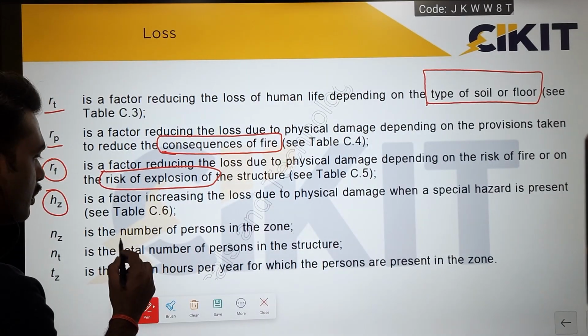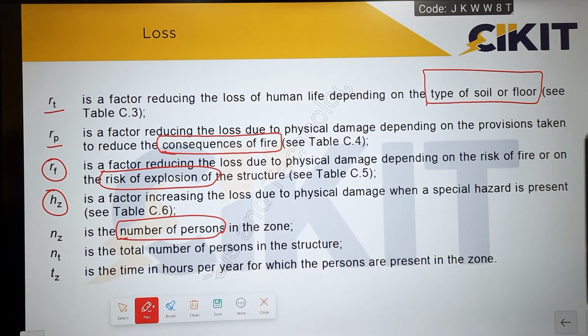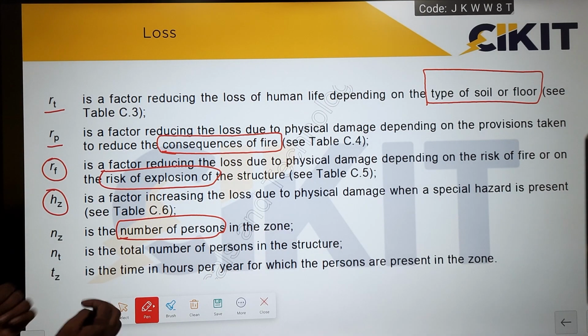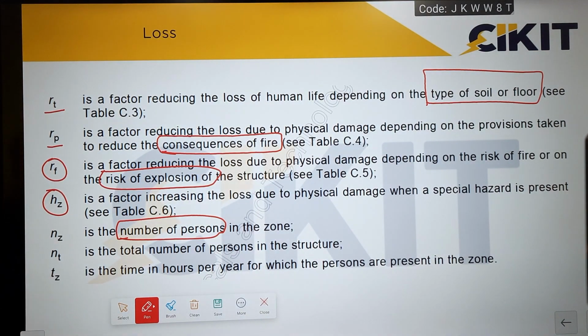And N is the number of persons. The number of persons at that particular site will also be considered for these losses. NZ is the number of persons in the particular zone, and NT is the total number of persons. And TZ is the time period of the person's availability.